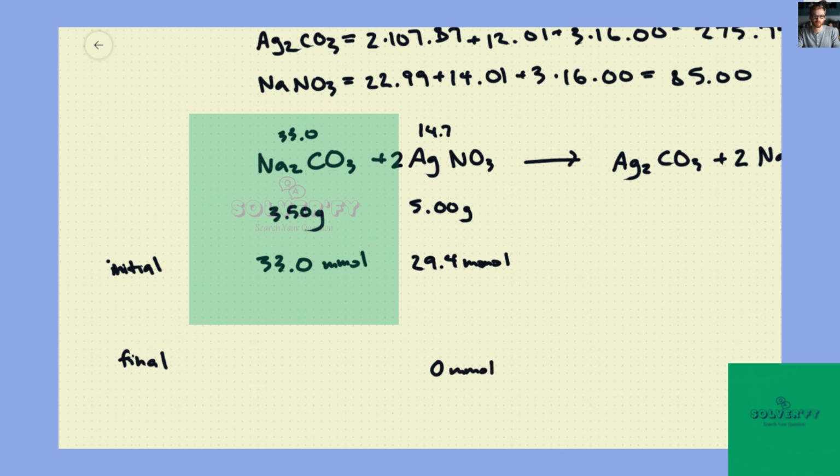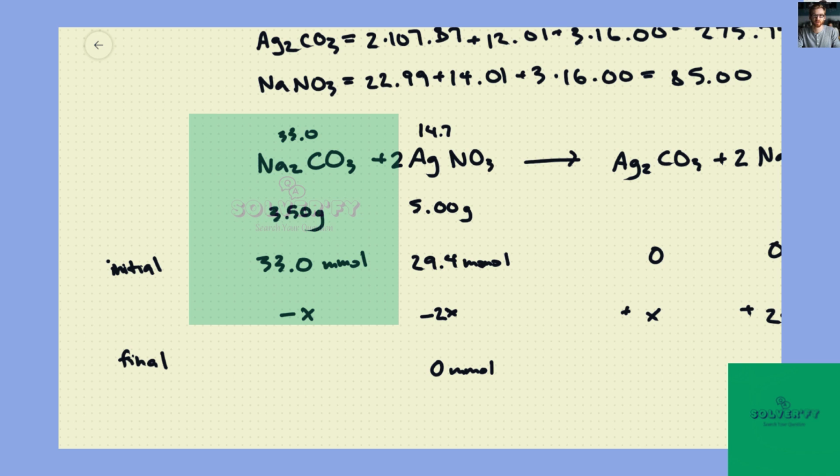So what's going to happen in the middle here? Well, this 33 millimoles is going to lose some amount, some X. This silver nitrate is going to lose some amount, 2X moles, and it's going to make these, which start out at 0, X moles of Ag2CO3 and 2X moles of NaNO3.